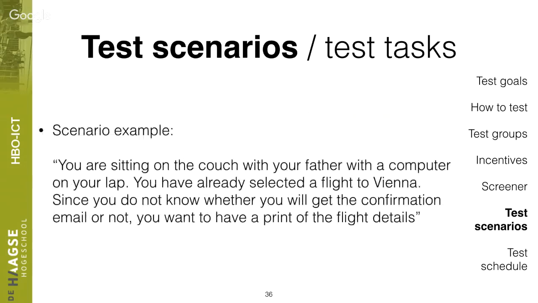So an example of a scenario is that you're sitting on the couch with your father, with a computer on your lap. You have already selected a flight to Vienna. Since you do not know whether you will get the confirmation email or not, you want to have a printout of the flight details. Okay? So you're sitting with your father, you reserve the flight to Vienna, and just to be sure, you want to print the schedule of the flight before you go to the airport. So is this a good scenario or a bad scenario?